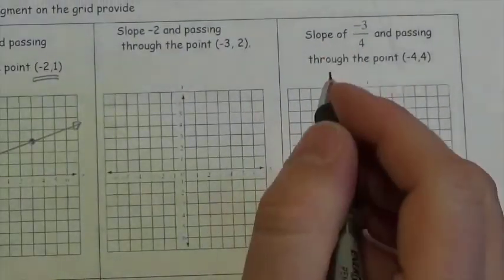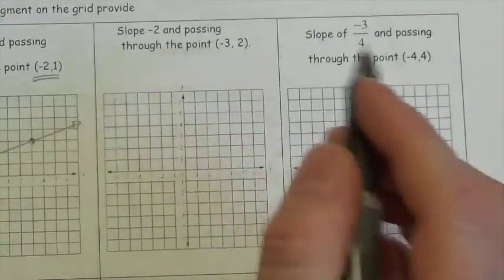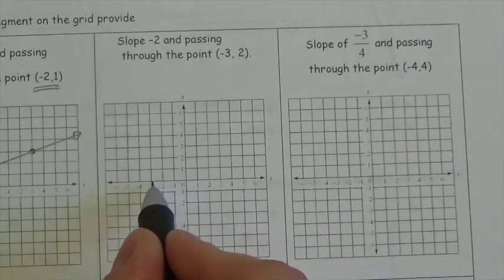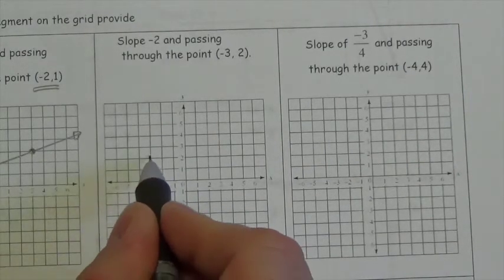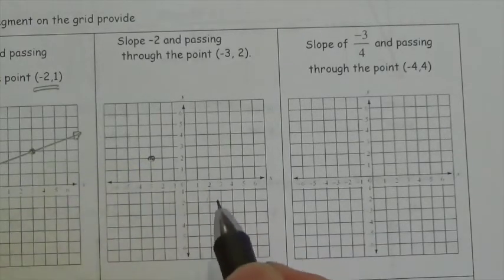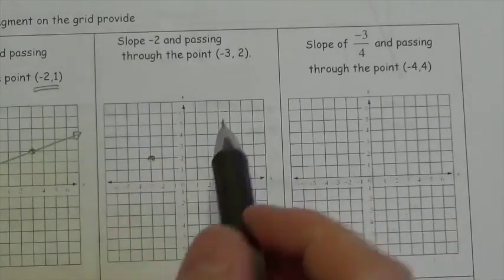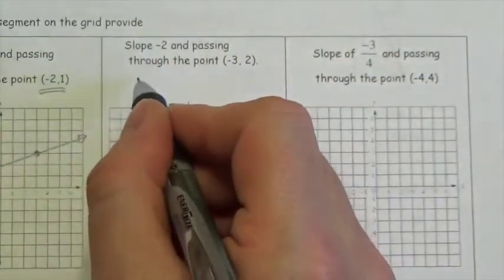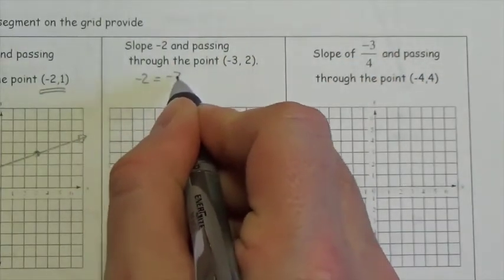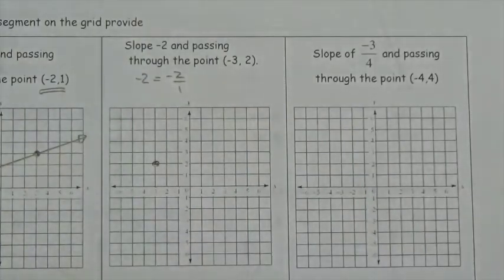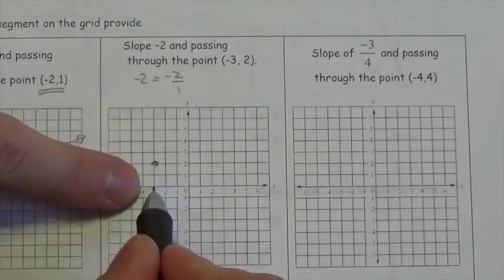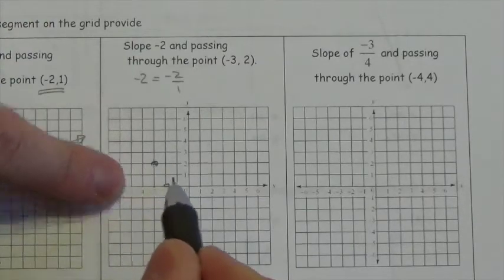Let's take a look at this one. -3, -2 is our point. So starting here, -3, 1, 2, 3 to the left, +2, so here's the point. And then we've got a slope of -2. Now remember, we can write that -2 as -2/1. So that is a rise of -2, so down 2, and a run of 1.